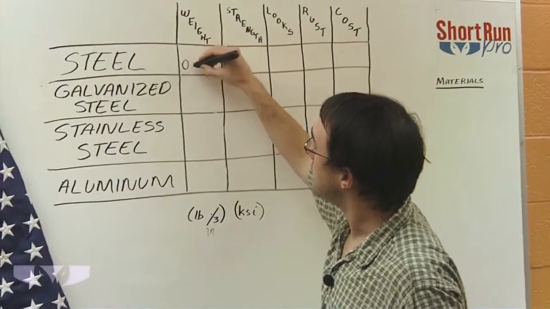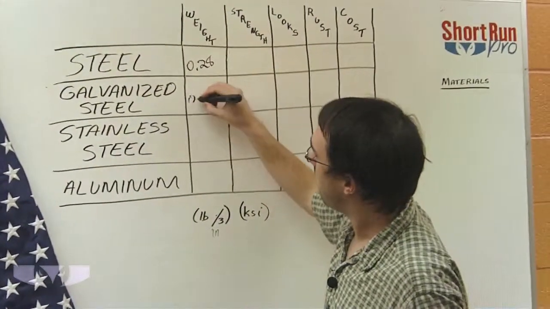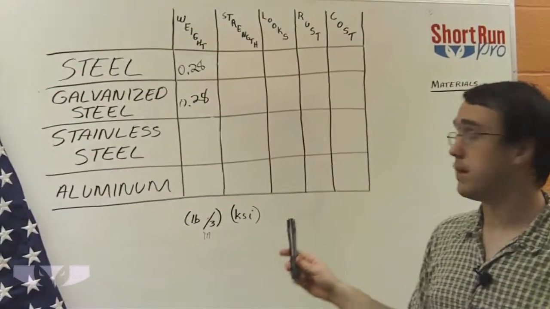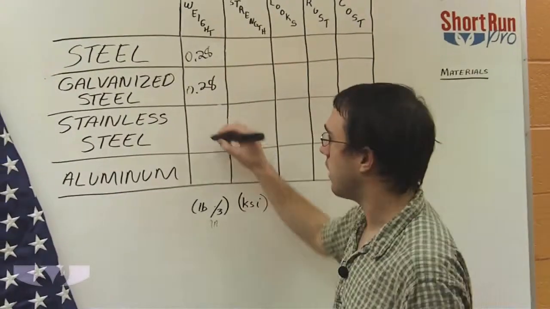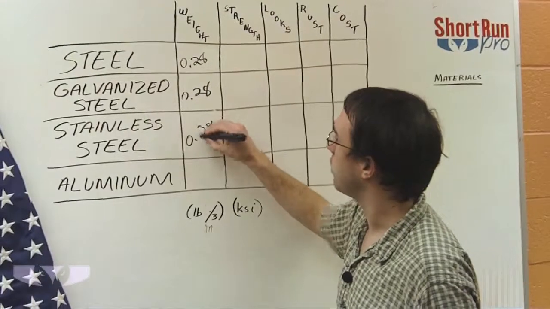It's going to be 0.28 pounds per cubic inch. Stainless steel is a little bit heavier, but not a lot. It's just 0.29 pounds per cubic inch.